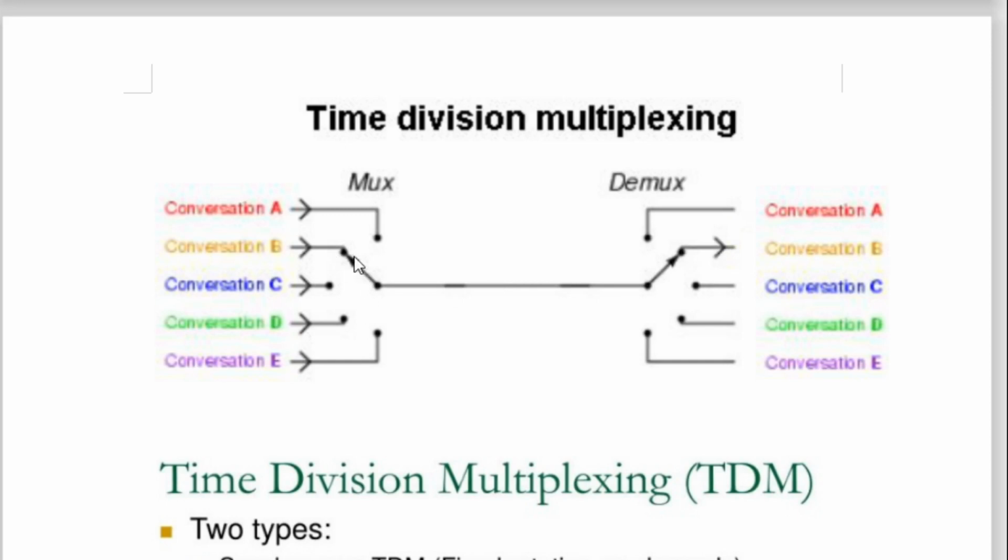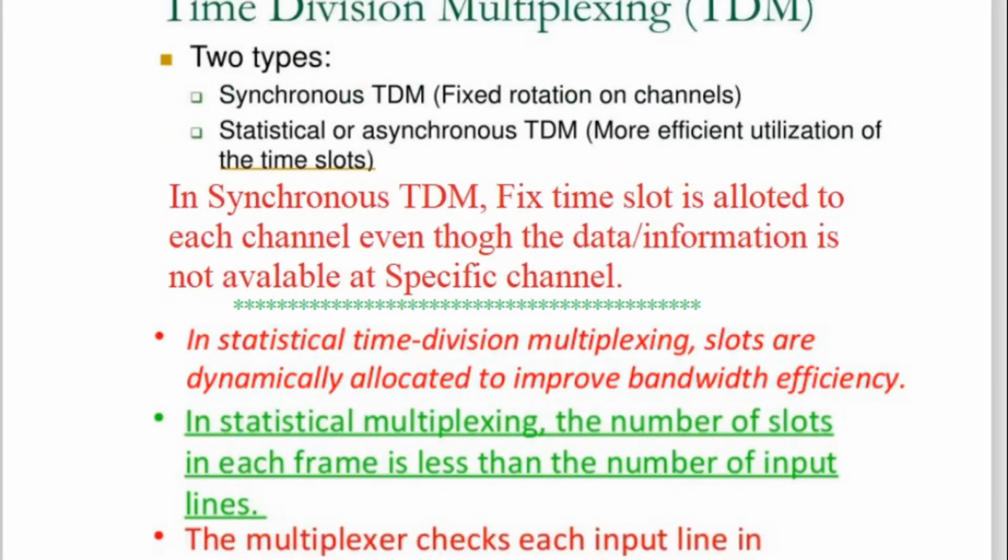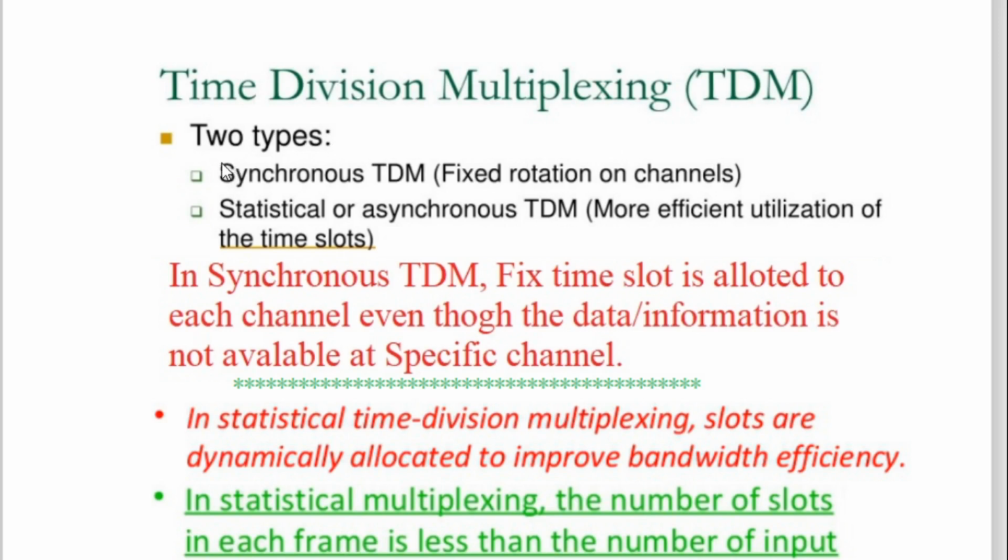And there is a synchronization between this switch and this switch. When it goes to position number 1, this also will go to the position number 1. And now let us study the time division multiplexing. It is basically divided as synchronous time division multiplexing and asynchronous. Asynchronous is also called as statistical.